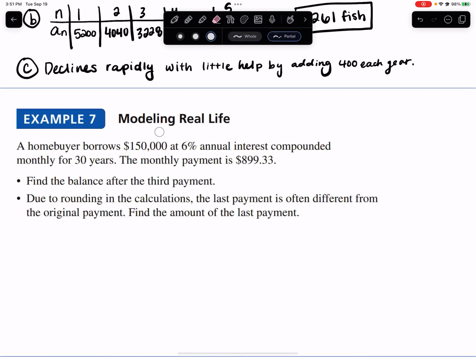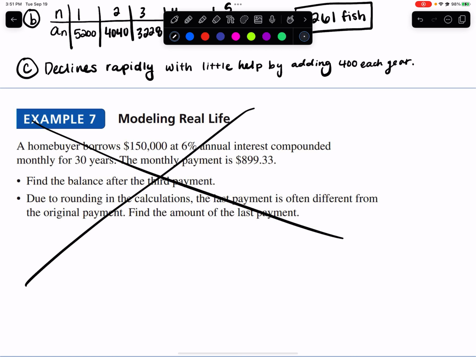Actually, let's skip example 7. Let's just not do example 7. I don't want to talk about this one right now. That'll make more sense when we get to exponential functions. Okay, so we're stopping there.